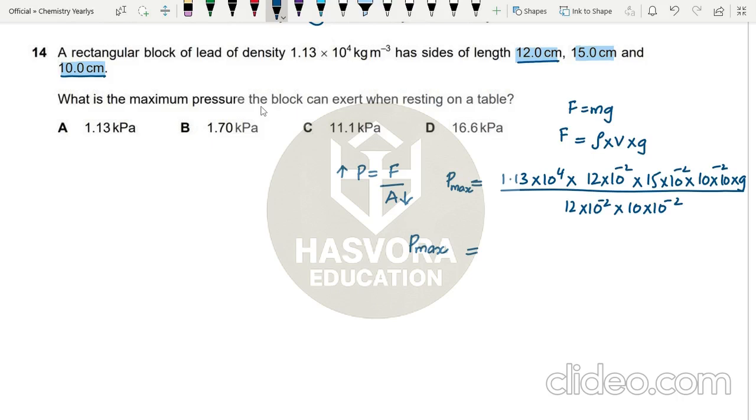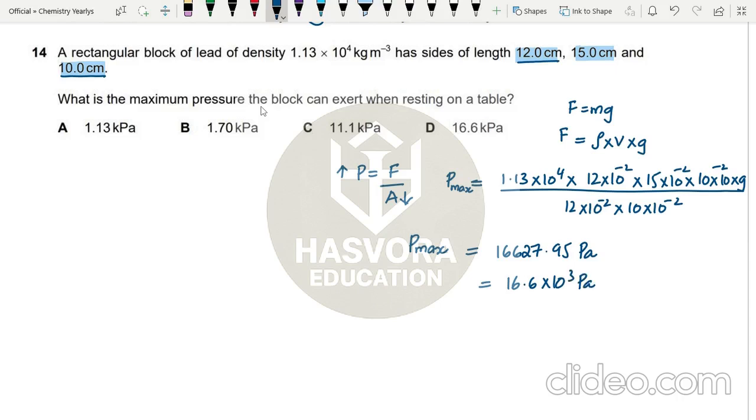So P max, or the maximum pressure, will be, now let's calculate, 1.13 into 10 power 4 into 12 into 10 power minus 2 into 15 into 10 power minus 2 into 10 into 10 power minus 2 and into 9.81, which is the gravity. This will be divided by 12 into 10 power minus 2 into 10 into 10 power minus 2. So we will get our answer as 16627.95 pascals. So this will become 16.6 into 10 power 3 pascals.